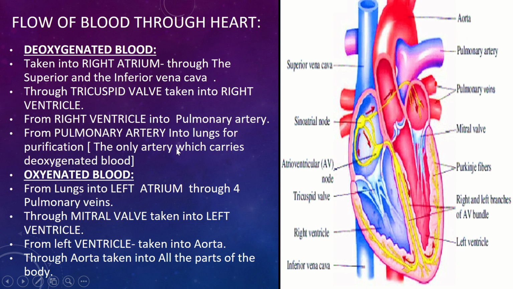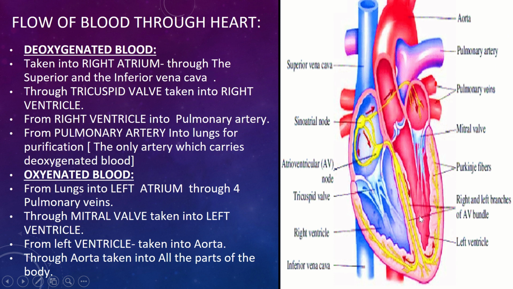Okay, so the only artery which carries deoxygenated blood. You might know that the arteries are the ones carrying the oxygenated blood and the veins are the ones carrying deoxygenated blood. But in the heart, the only artery in the whole body which carries deoxygenated blood is the pulmonary artery, and the only veins which carry oxygenated blood are the pulmonary veins. It is a small change in the heart.